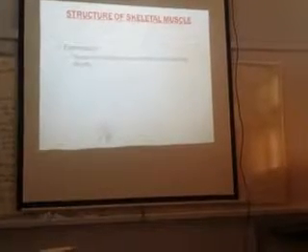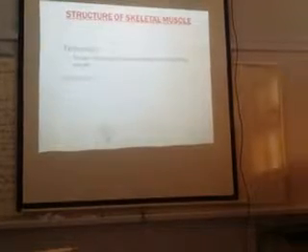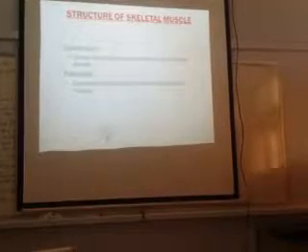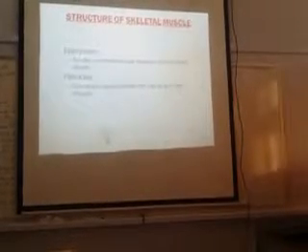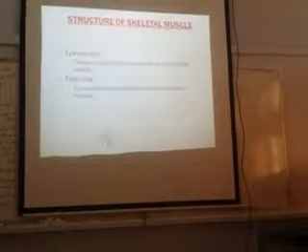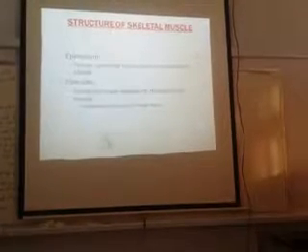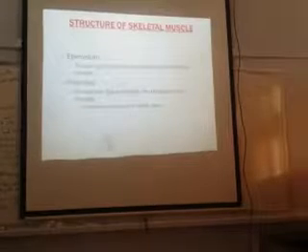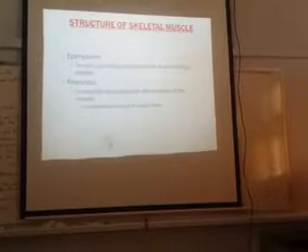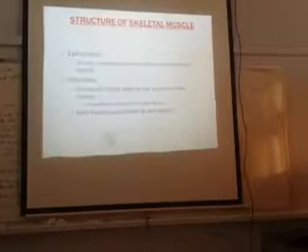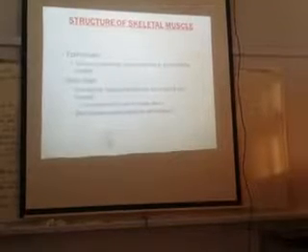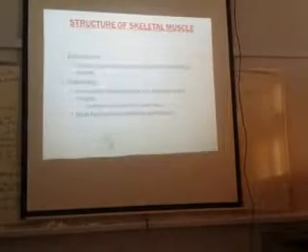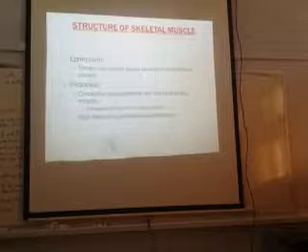Epimysium, I think you know, is the covering. Tendon connective tissue and fascicle connective tissue extend into the body of the muscles, and that is composed of various columns of muscle fibers. I show in the picture. Each fascicle is surrounded by the perimysium.